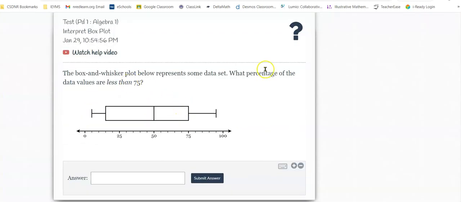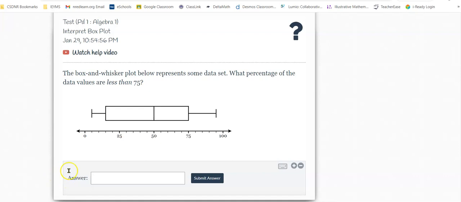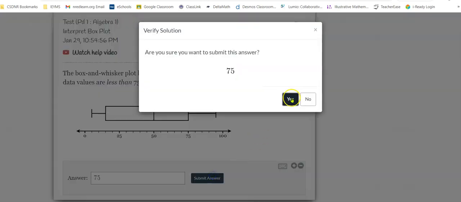Interpreting a box plot, we've done this before. You've got to practice your vocabulary. What percentage of the data values are less than 75? Remember, these are quartiles, 25, 50, 75. So everything from here down is less than 75. What percentage? So 25, 50, 75% are less than this number 75 right here.